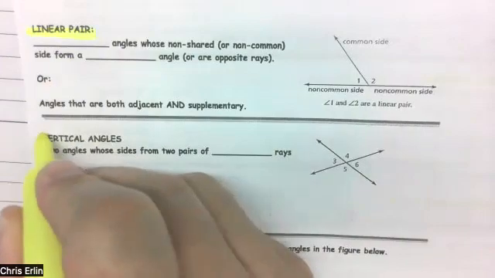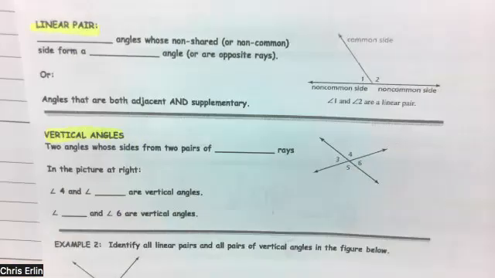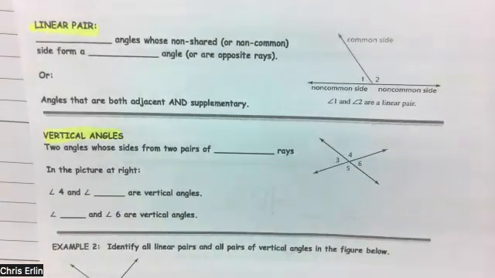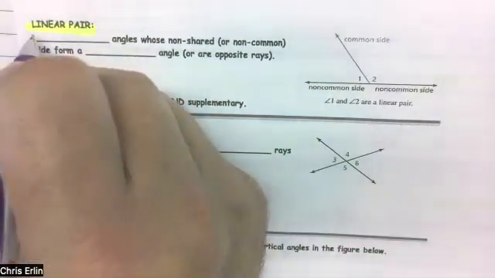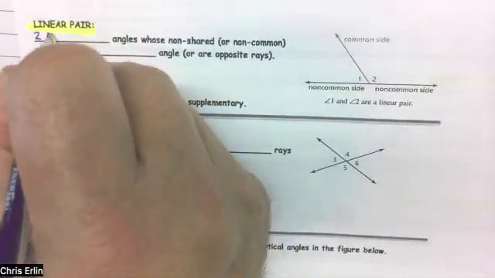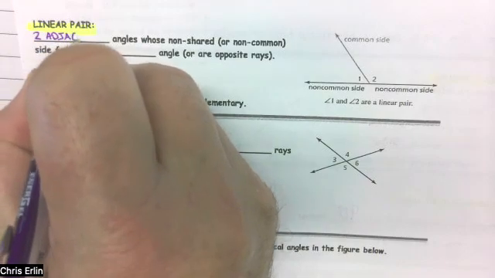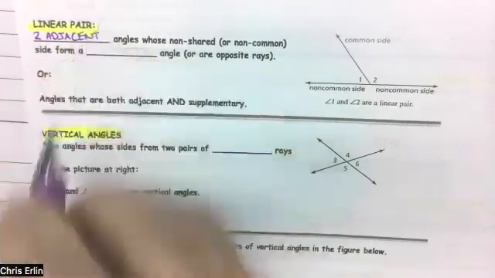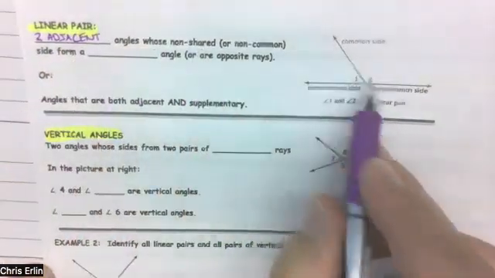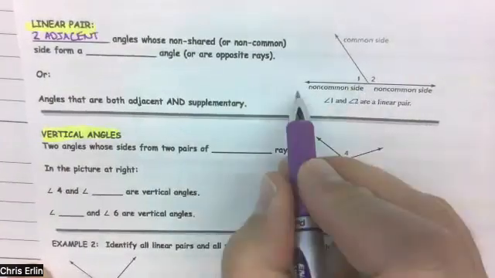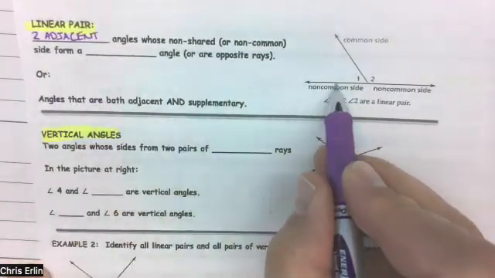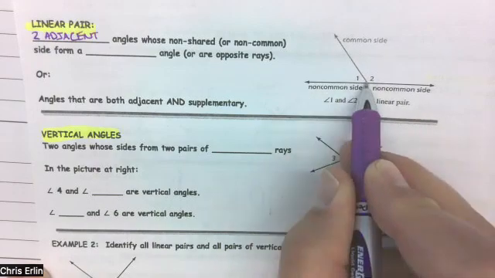These are two terms that are going to come up a ton this year. These are probably going to come up more than anything else except maybe congruent. A linear pair is two adjacent angles whose non-shared sides form what kind of angle? What do you describe as this angle?